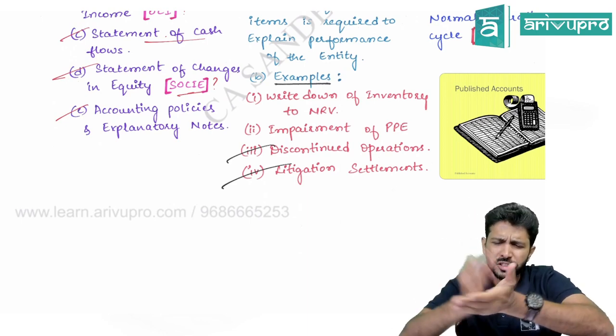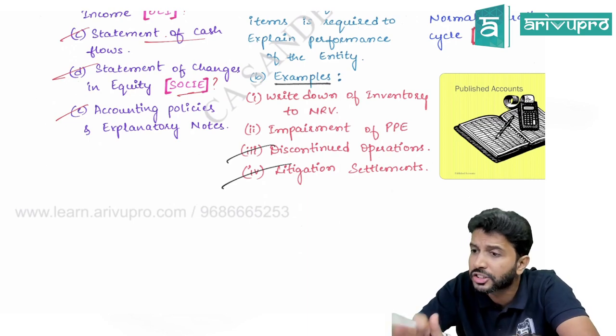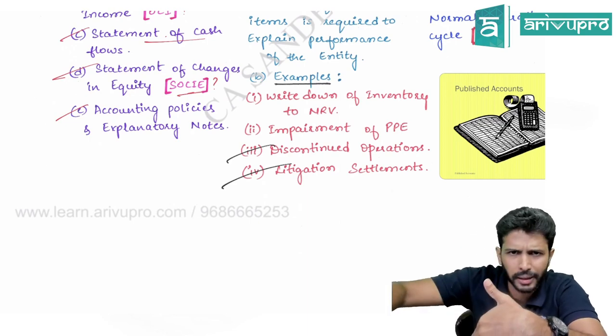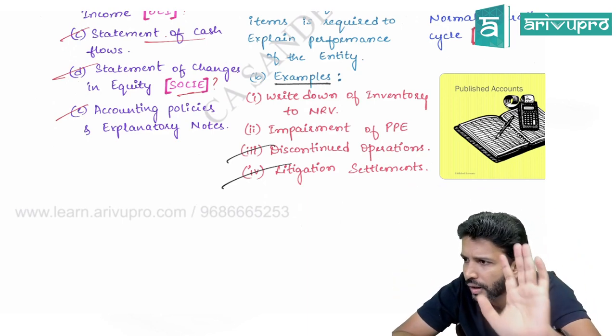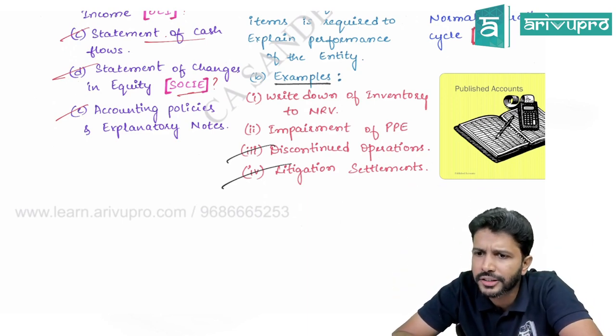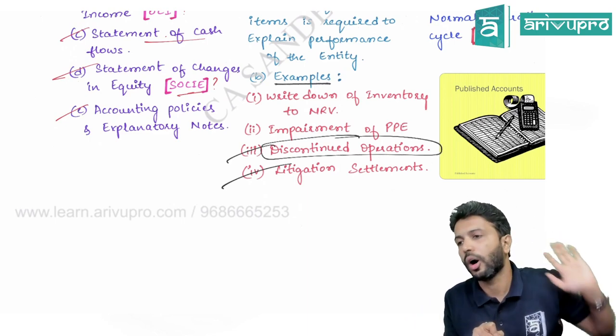That means if I'm completing this batch, will I get some profit or loss from ACCA for this batch at least? See, I'm doing a batch. I don't want to do it henceforth. But this batch at least I'm doing. Will I get some profit or loss from this batch of ACCA? Yes. So that we call discontinued operations.